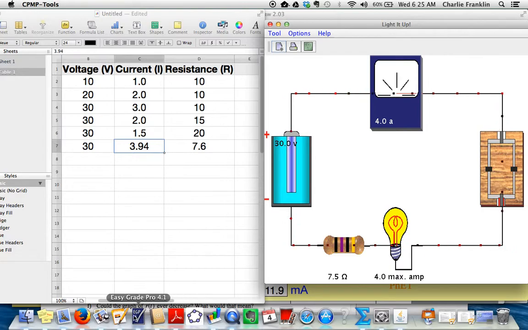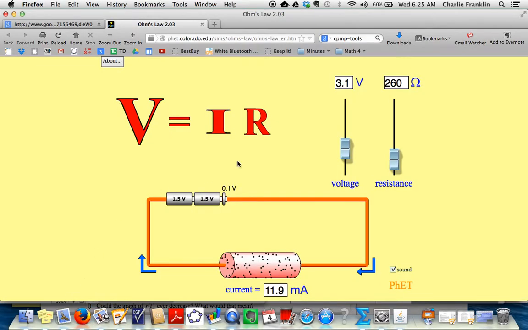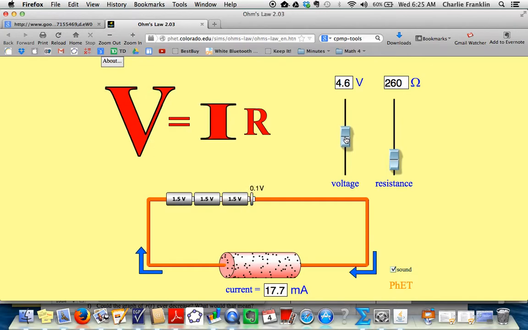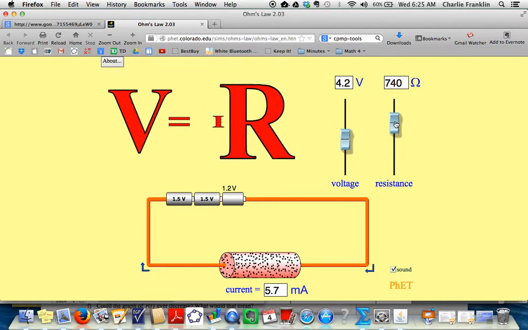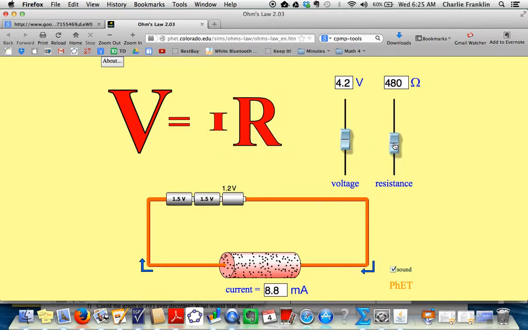You're going to have a chance to play with this too on your iPad. There's an app that you've been emailed a link to that shows the same kind of relationships, where as the voltage increases, other things change, and as the resistance changes, other things change. And you're going to get a chance to play with that and figure out some of the relationships there.